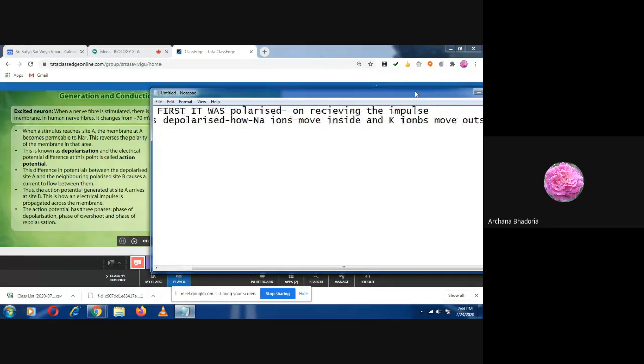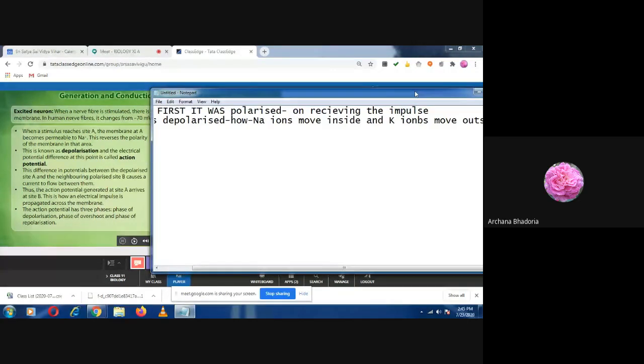So because of that, what is happening? It is getting depolarized. Why are we saying depolarized? Because its polarized nature, positive outside and negative inside, has changed. So it got depolarized. Now the adjacent region which is in touch with site A will get the current. You have noted already that neighboring polarized site B causes a current to flow. And when the impulse reaches site B, the same process will occur there. The potassium ions will start moving outside, sodium ions will start moving inside.